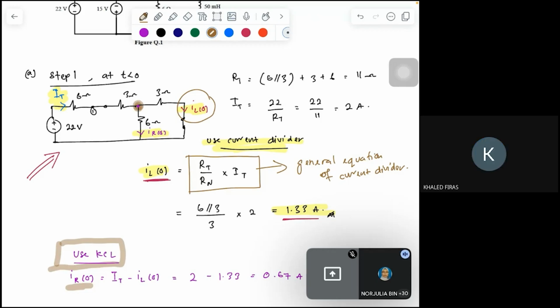Yes, Khalid. To find the current across 6 ohm, why didn't we use the current divider? Yes, you can use the current divider as well, but what is the point? Because we already get the inductor current, then we just apply our KCL there. But we can also use the current divider, 6 ohm parallel with 3 ohm and over 6, right? Yes, you can use it.